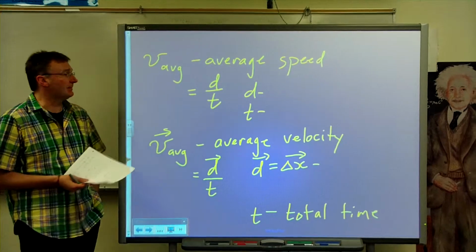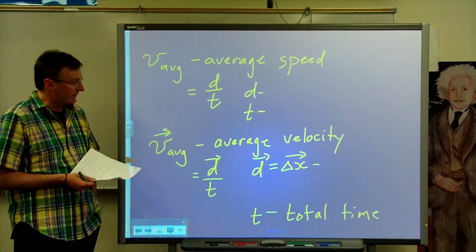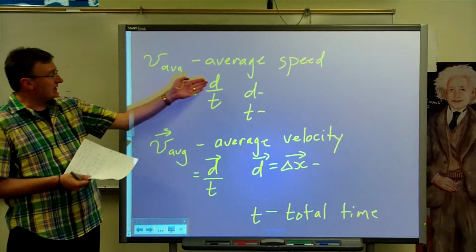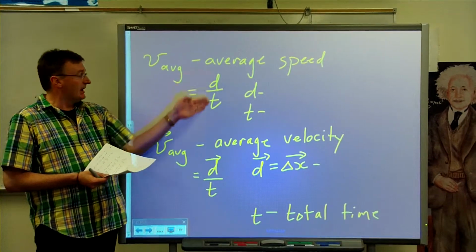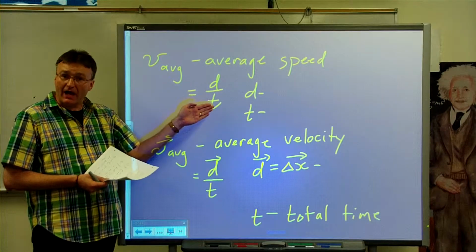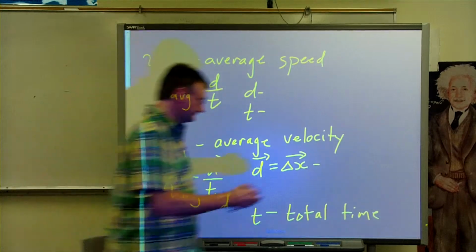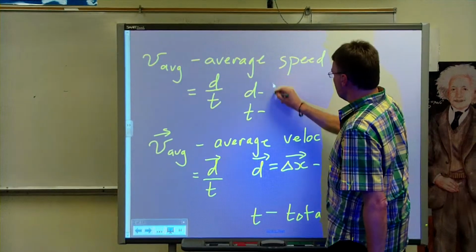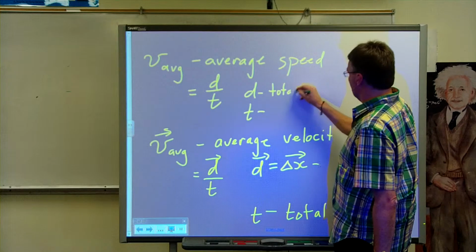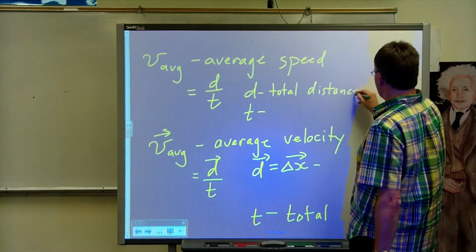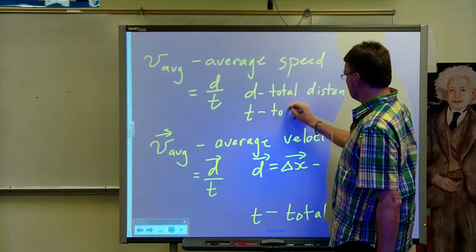First of all, let's talk about average speed and average velocity. First of all, average speed is the total distance that an object moves divided by the total time that it takes for that object to move that particular distance. So d then is going to be total distance, and t is going to be total time.